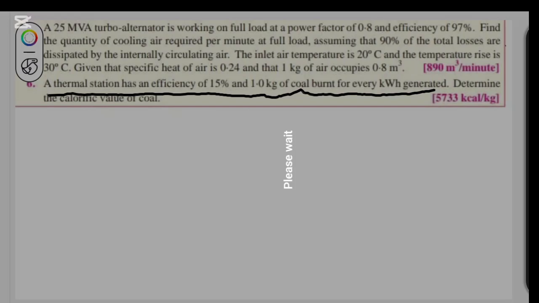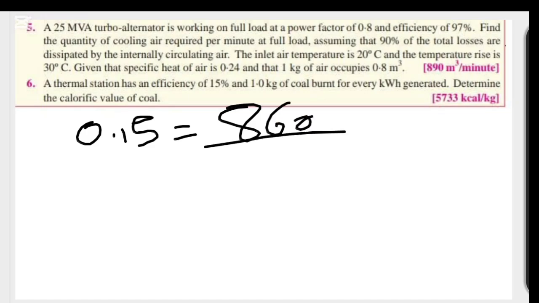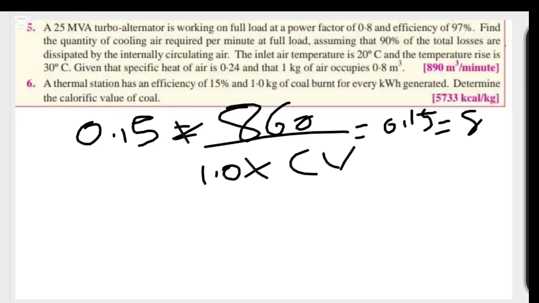You have to take note of the thermal efficiency, which is 0.15 after converting it. As we all know, 1 kilowatt hour is the same thing as 860 kilocal. So I have to say divided by our mass, which is 1.0, multiplied by the calorific value that we are looking for. If I cross multiply, I'll get only 1. Let me do it step by step. 0.15 is the same thing as 860 by only CV.